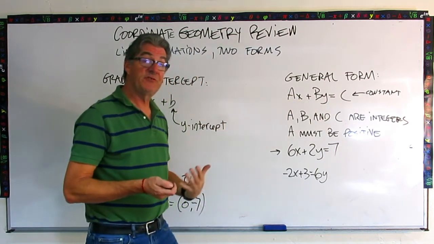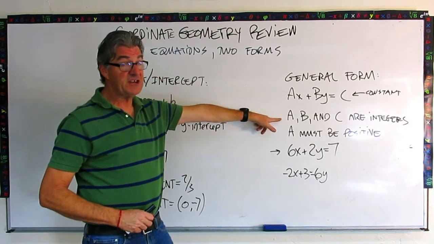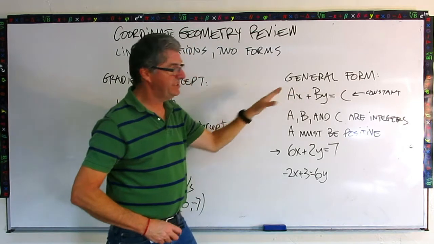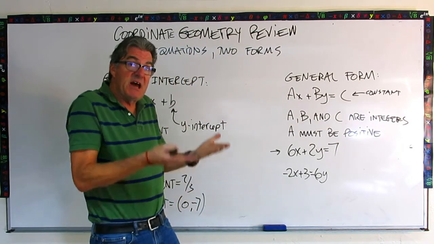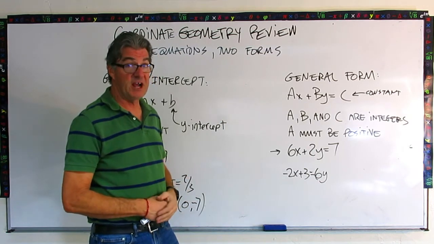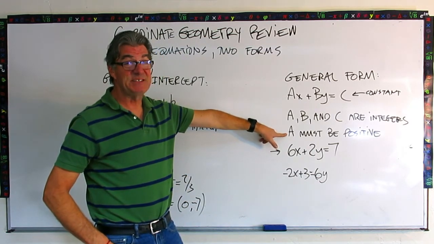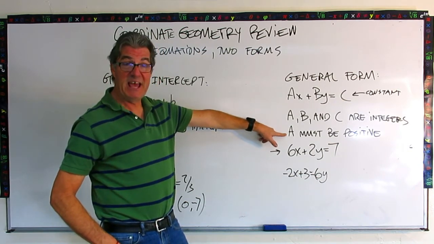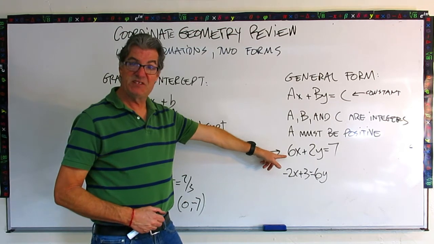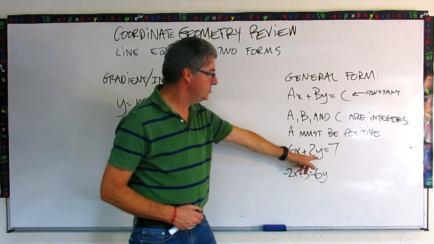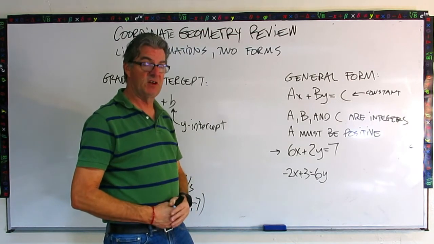Now there's some rules for a, b, and c. They have to be integers, no fractions. So if you wind up with one of these that has fractions, you have to multiply both sides of the equation by a big enough number to get rid of all the fractions. The other rule is that a must be positive. You can't have a be negative, okay? So here's an example of one that fits this rule. 6x plus 2y equals 7. That's a perfect general form equation for a line.